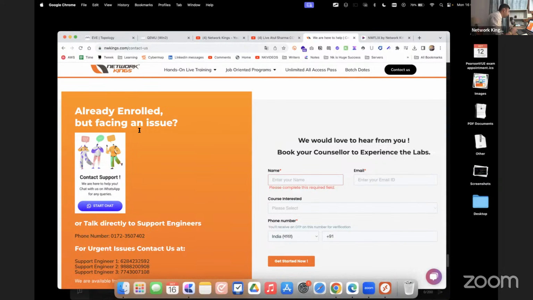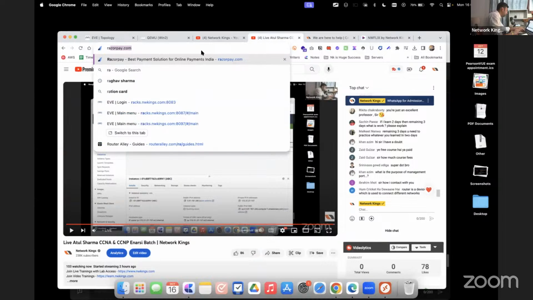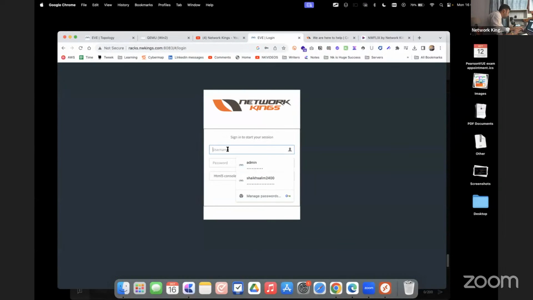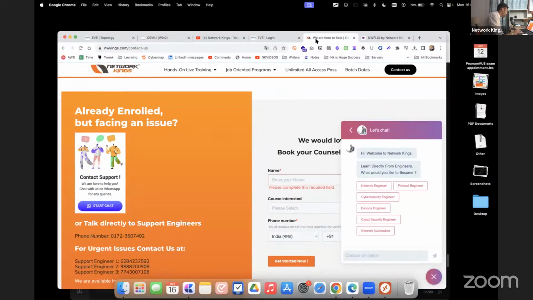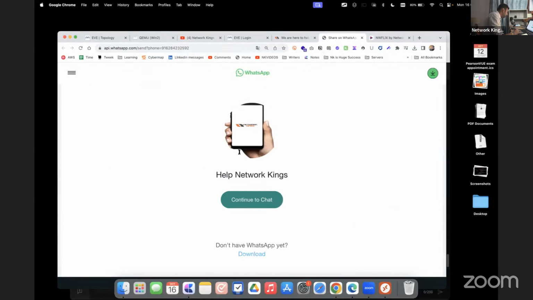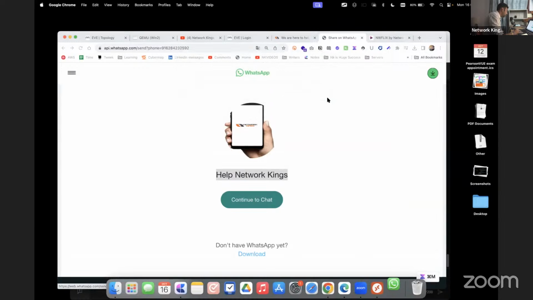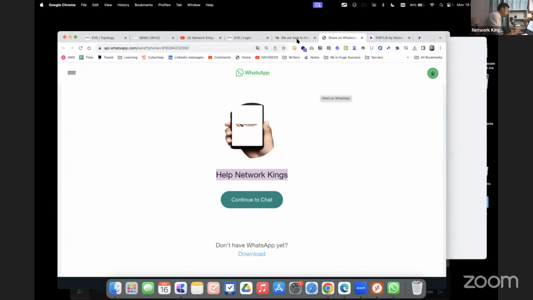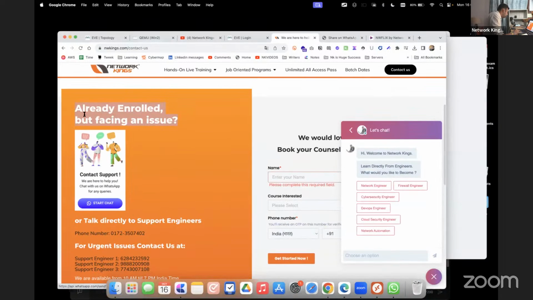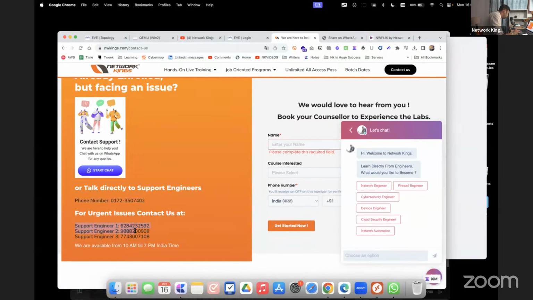But if you face any problem during your lab, because you will get lab access, right? When you're doing the lab but you are not able to log in, or you forget your password, anything happened. You are already enrolled but facing a problem, there is a different WhatsApp number for that team, contact support. You can see help.networkings.com and you can directly WhatsApp my team. They will get back to you. Just click on that and share your problem, like I'm not able to log in, and so on. If they are not responding, you can escalate to this number, you can call this number. These all three numbers are also there.